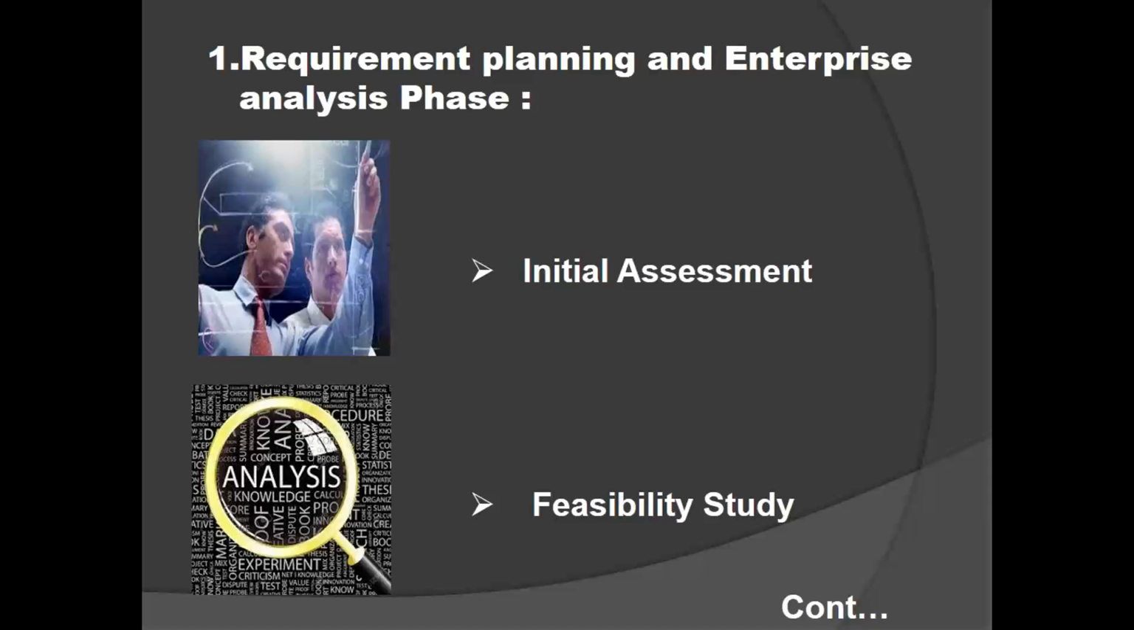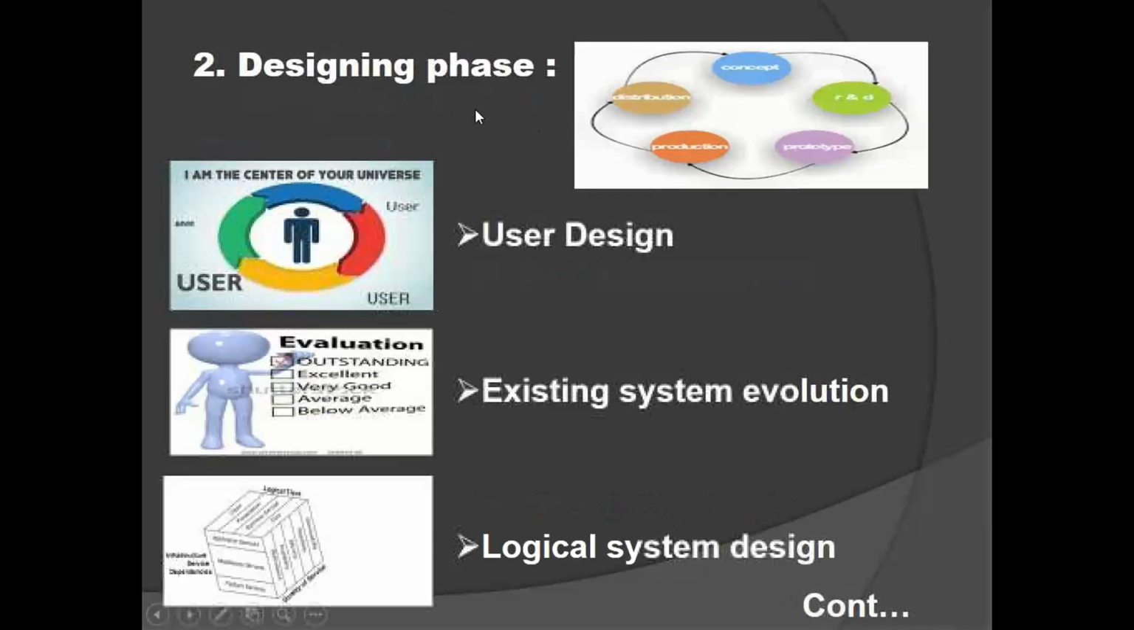Then the second phase is the design phase. Here the main activities we are going to do are user design, existing system evaluation, and logical system design. So once we get the SRS document signed off, we are going to move the project to the designing phase. Here we are going to prepare the blueprint of the project.